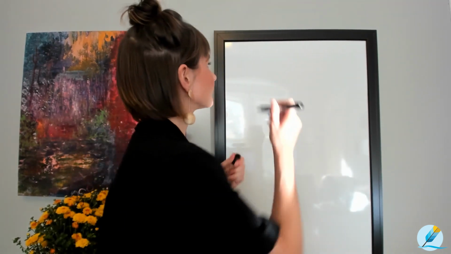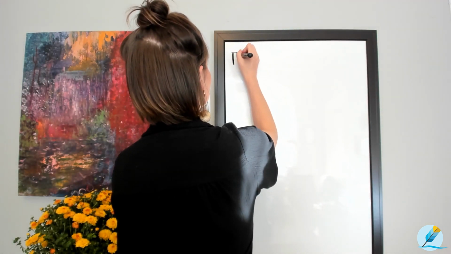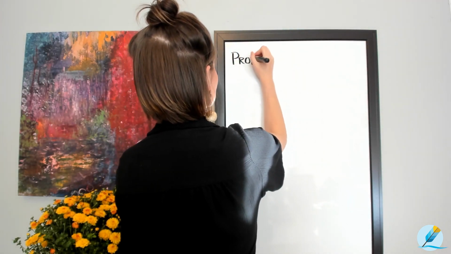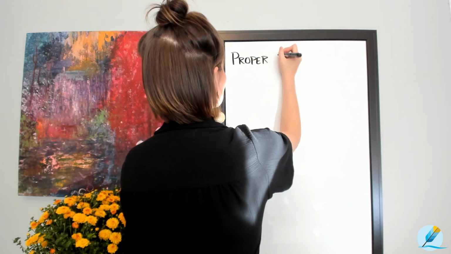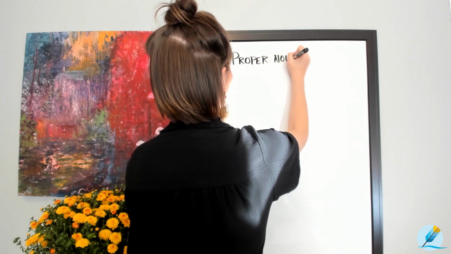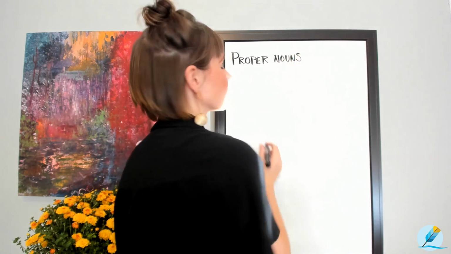There are many different types of nouns. Let me give you a list with the different types of nouns. We have proper nouns. Proper nouns are used to describe a unique person or thing. Proper nouns also always start with a capital letter. That's a really good way to remember what a proper noun is.